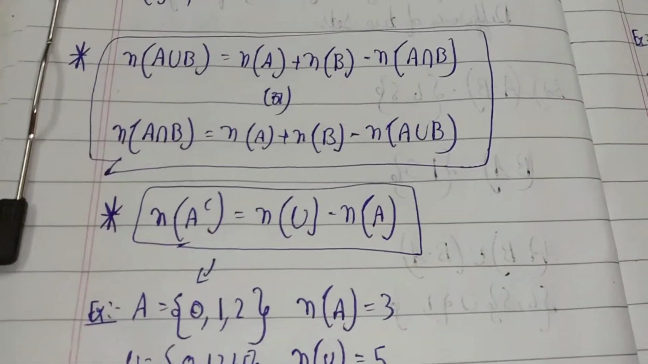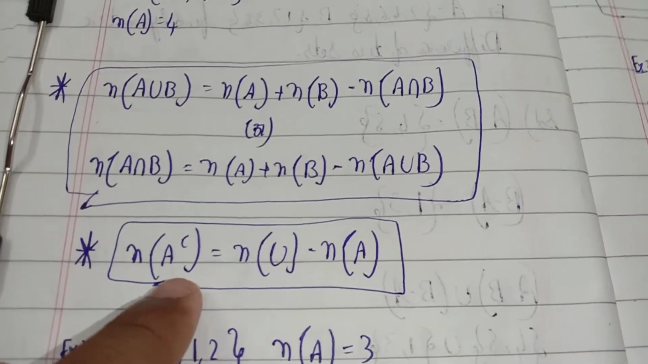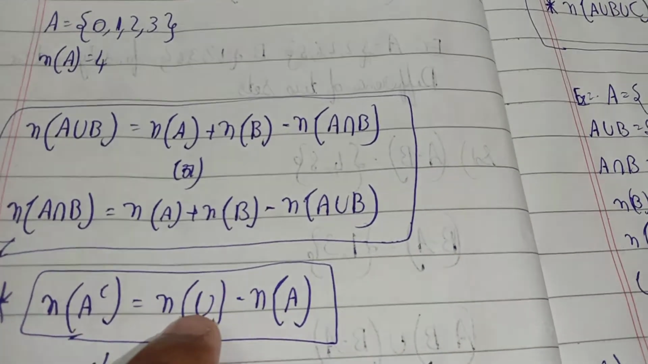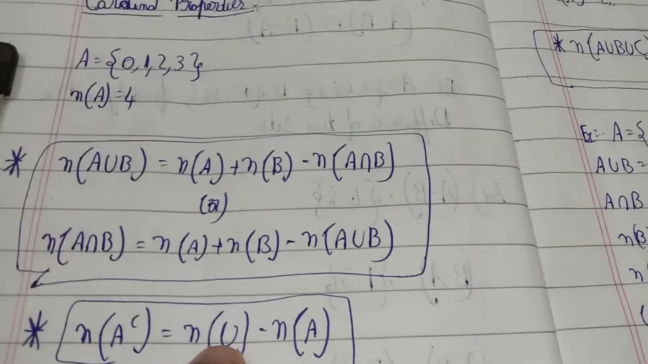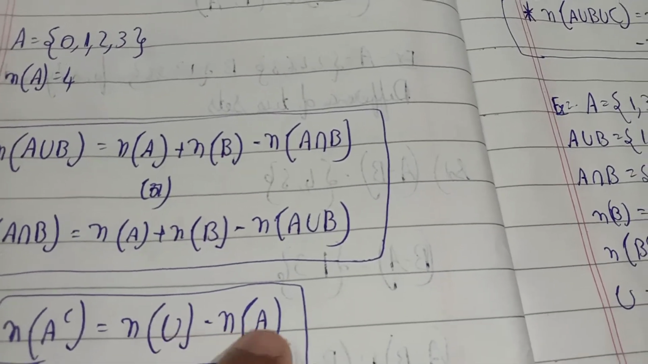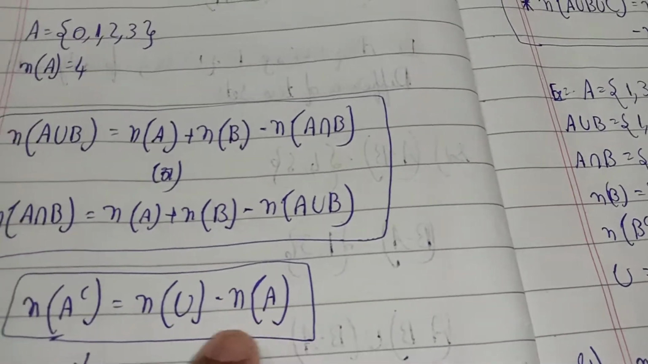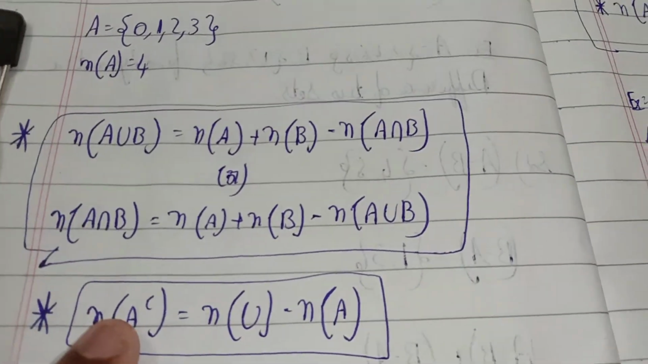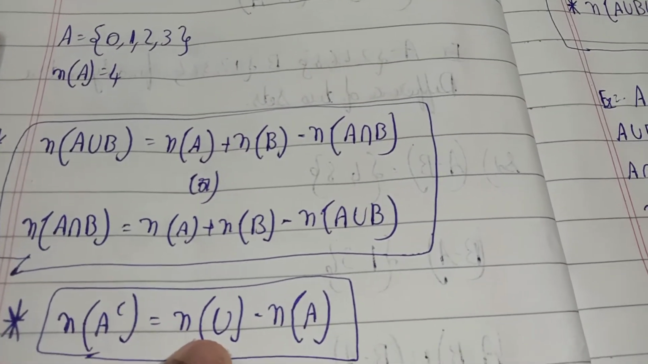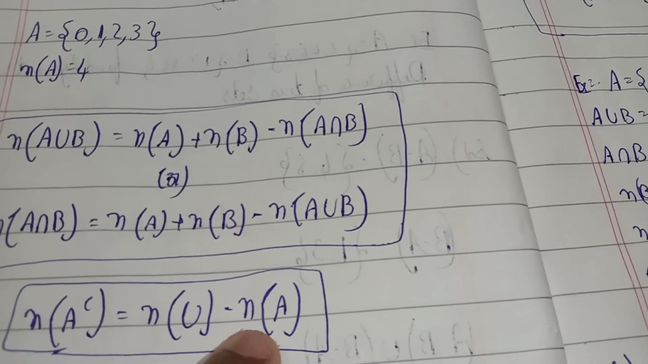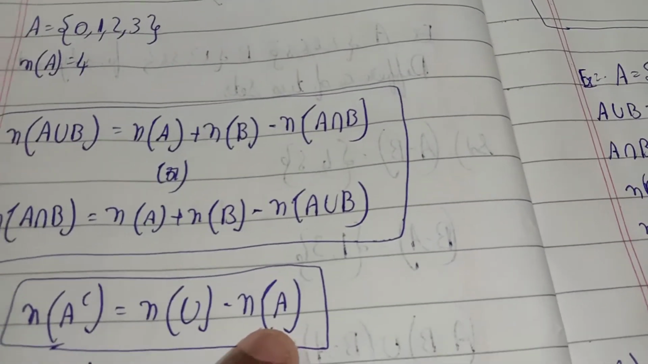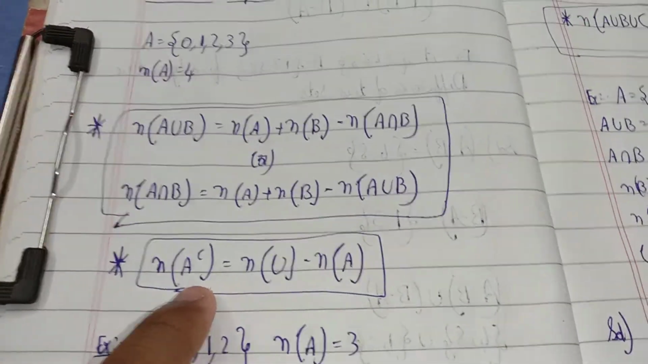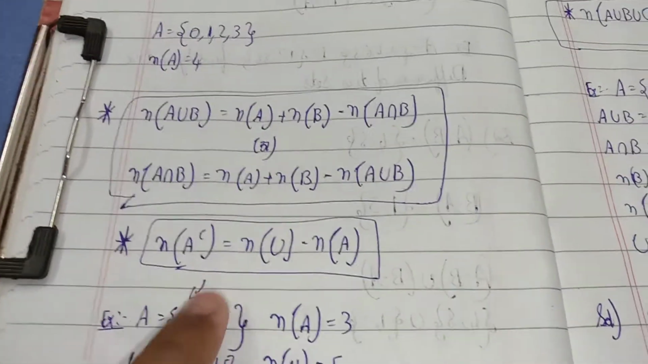And another formula is N of complement of A equals N of the universal set minus N of A. Suppose they ask the number of elements in the complement of A, it equals the number of elements in the universal set minus the number of elements in set A, guys. I already told you about the complement of A before. If you didn't understand, scroll back and see it once again, guys.